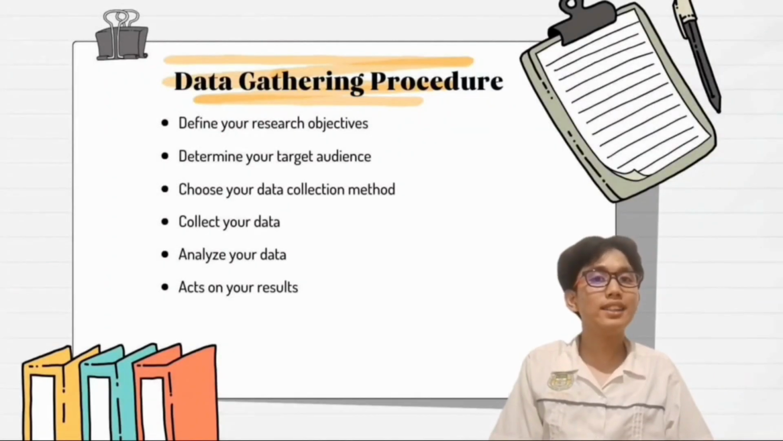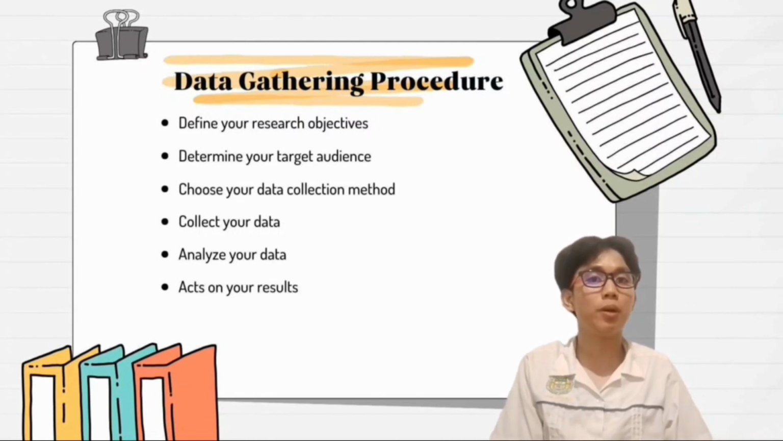Next is, what is data gathering procedure? Data gathering procedure refers to the methods and techniques used to collect information or data for analysis or research purposes. The procedure can change depending on the resources available, the type of data being collected, and the nature of the study. Common data gathering procedures include surveys, interviews, observations, experiments, and document analysis.